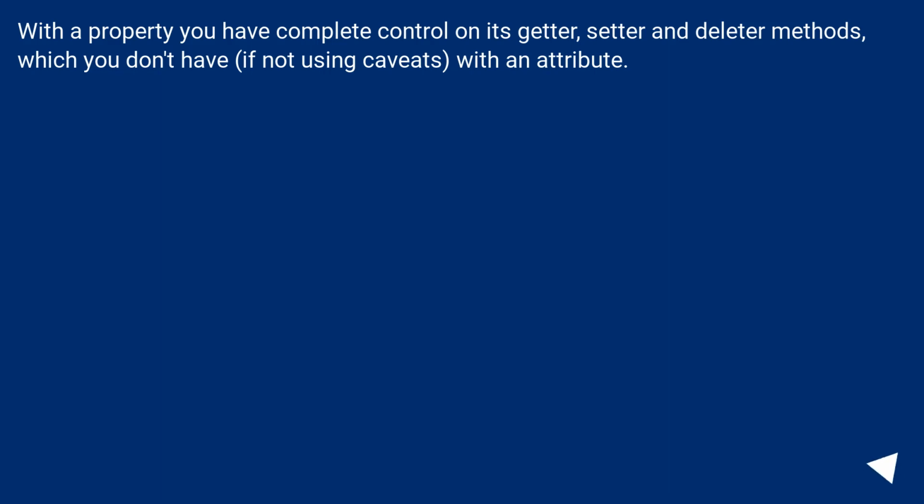With the property you have complete control on its getter, setter and deleter methods, which you don't have, if not using caveats, with an attribute.